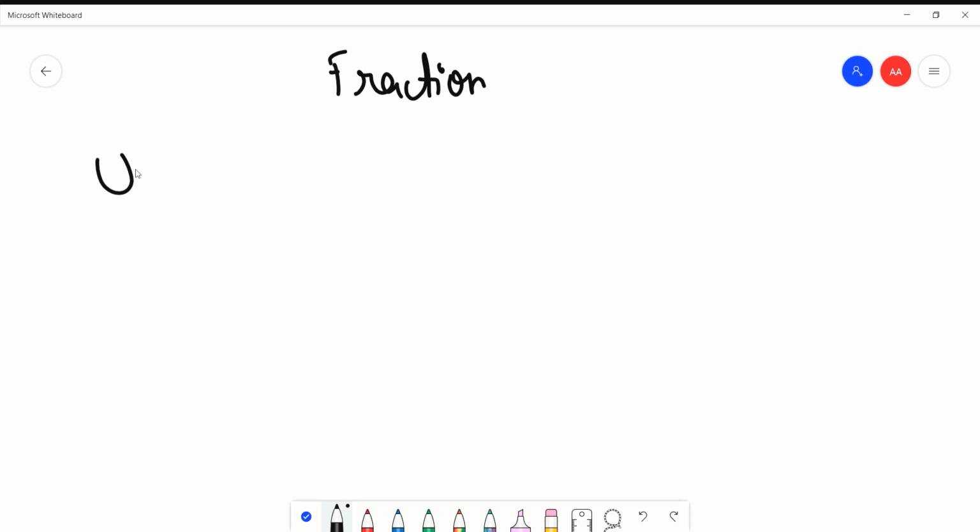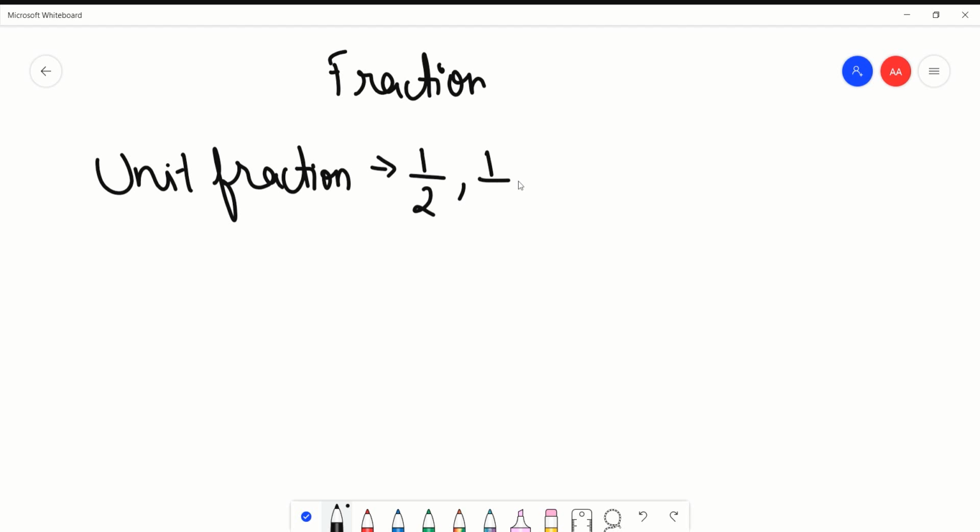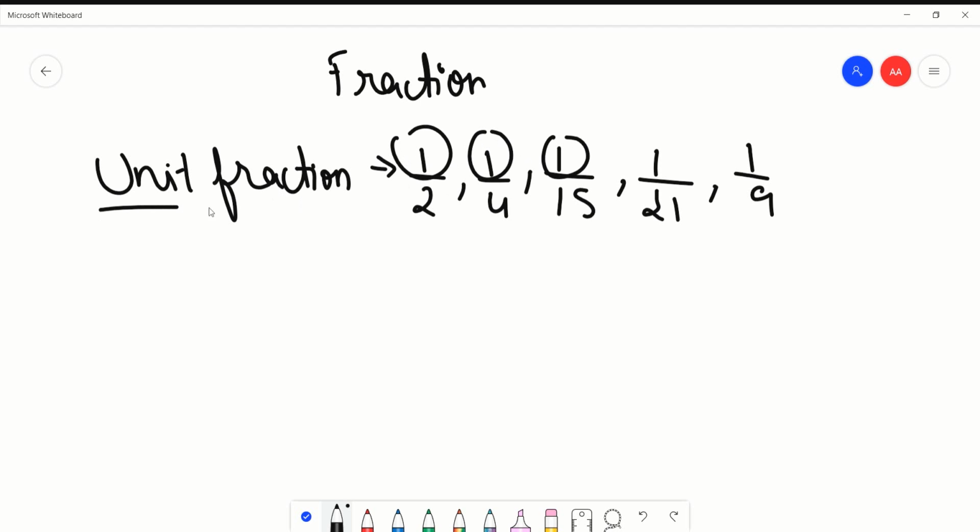Now let's understand what are unit fractions. Unit fractions are those fractions whose numerator is always 1. The denominator can be anything, but the numerator must be 1. These are known as unit fractions.